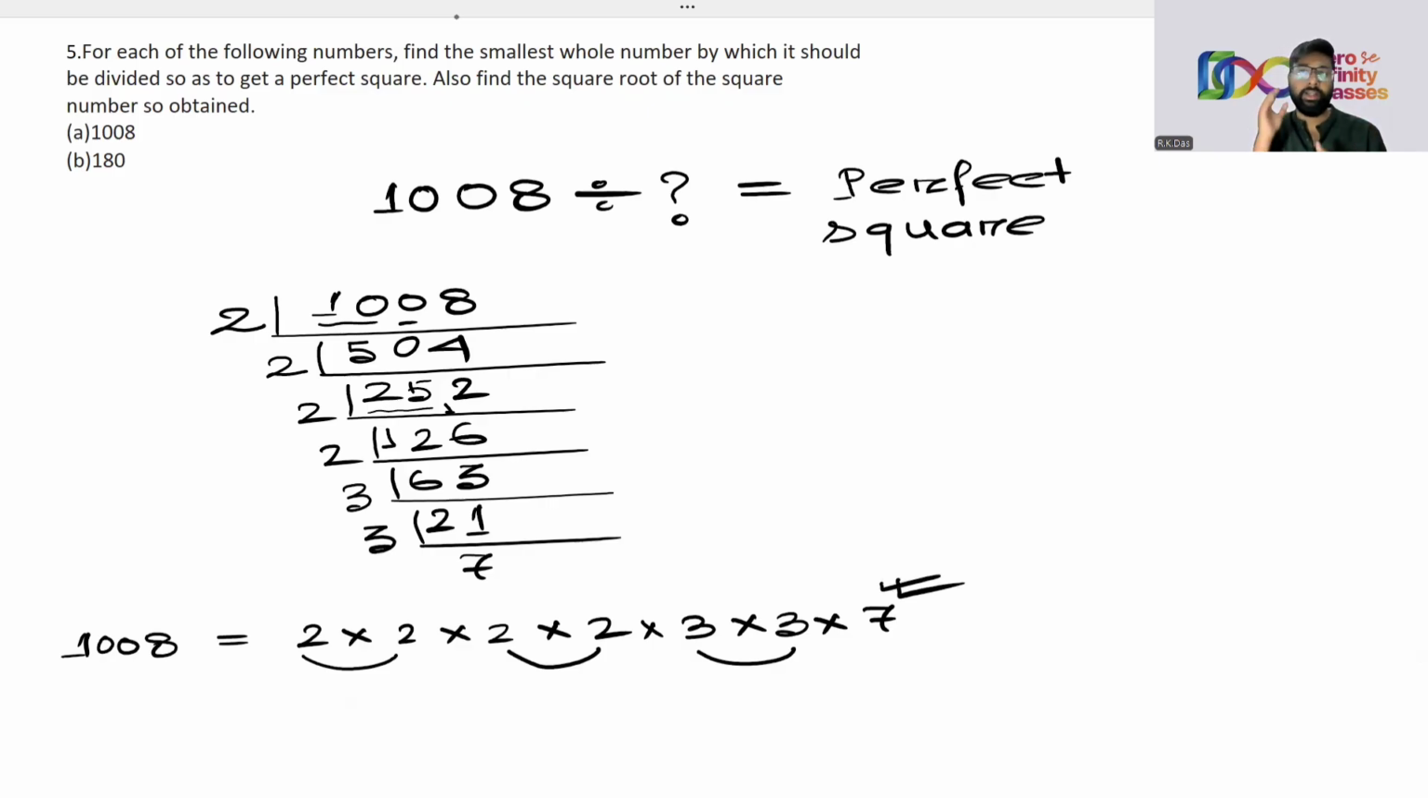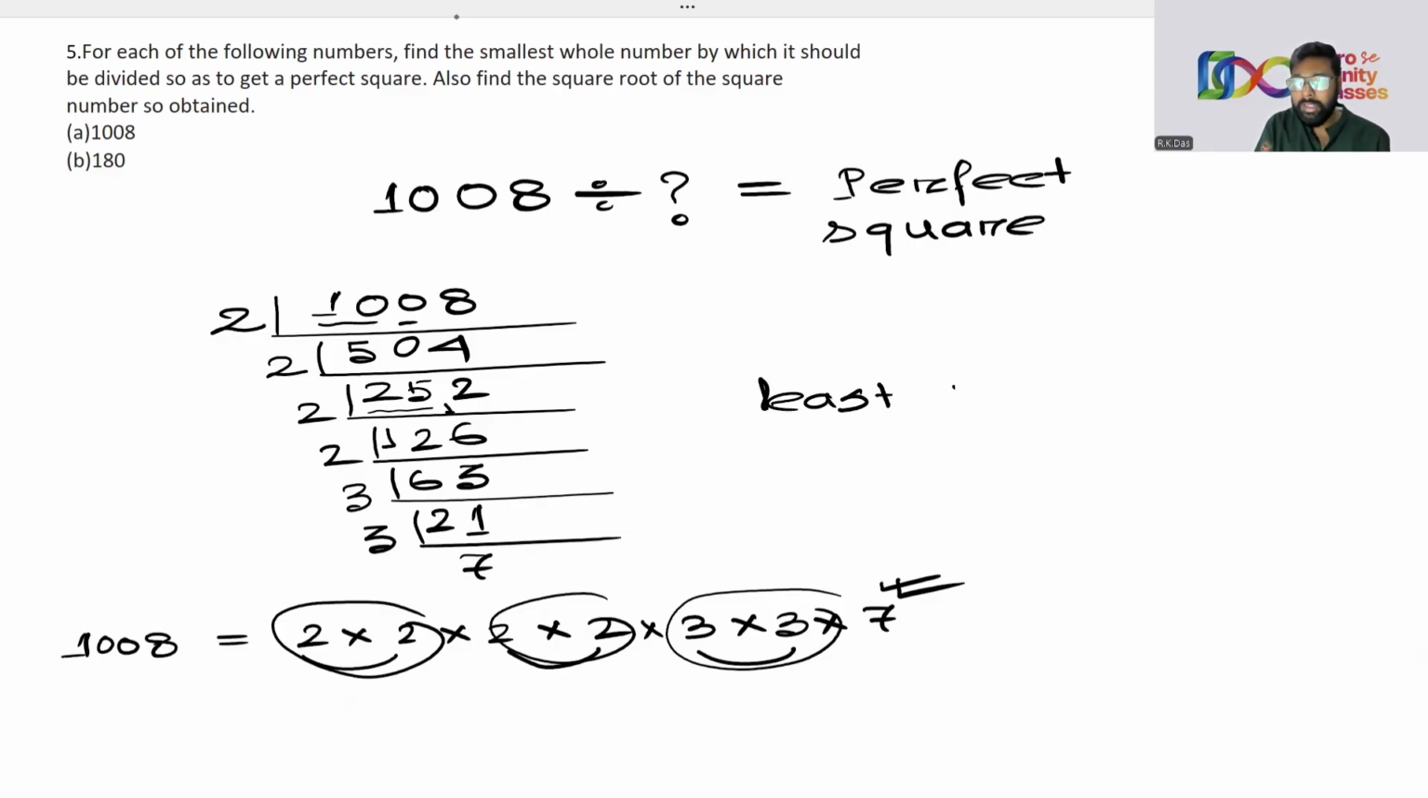So if we divide this number 1008 by 7, this 7 will be cancelled out. If this 7 is cancelled out, we will be left with this pair, this pair, and this pair. Then obviously it will become a perfect square because every number is forming a pair. So that means the least number to be divided will be 7.